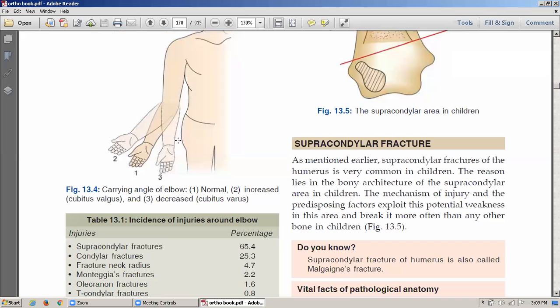This is the carrying angle of the elbow. The first one is normal. Second is the increased carrying angle of the elbow, which is called cubitus valgus. And third, the decreased carrying angle of the elbow, is called cubitus varus.